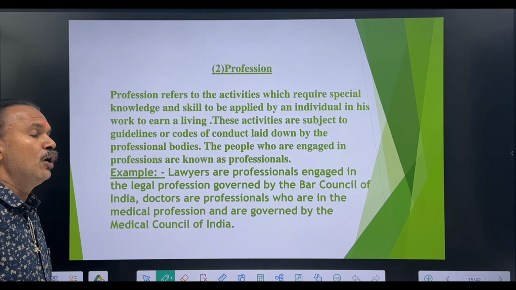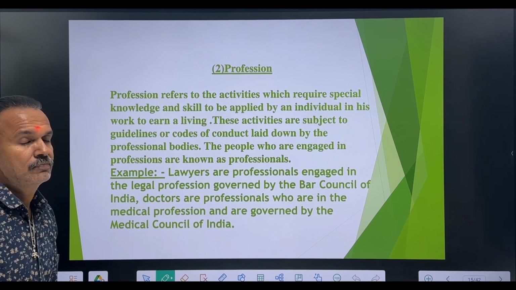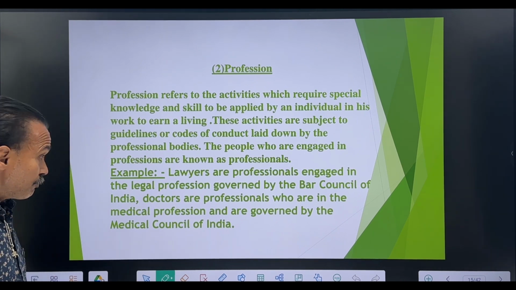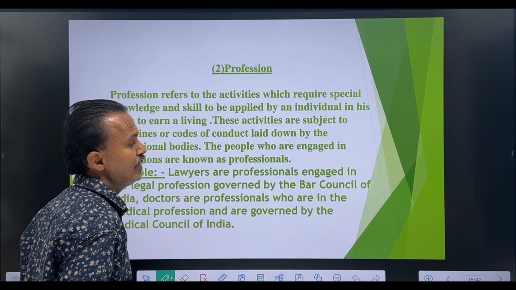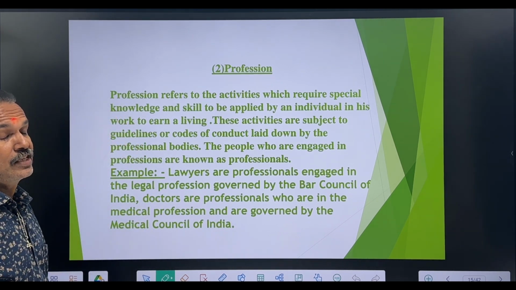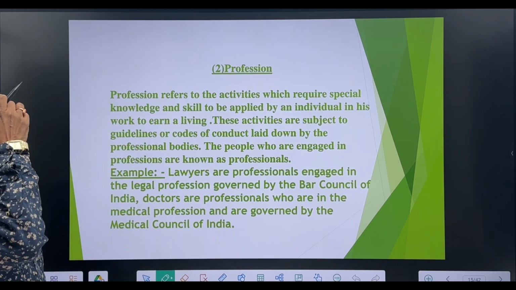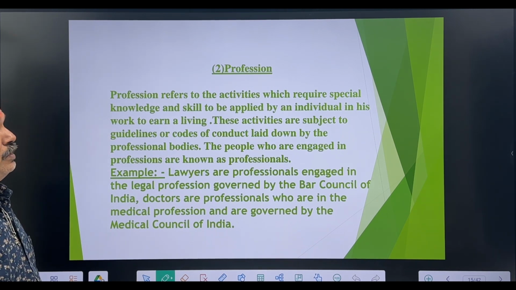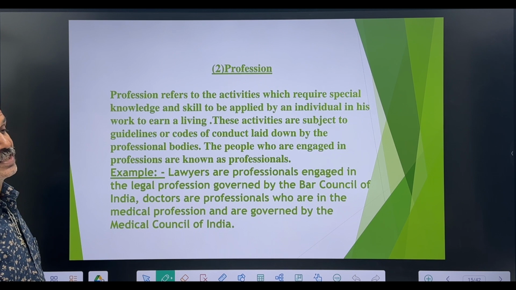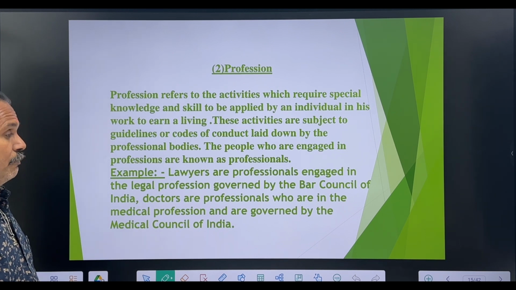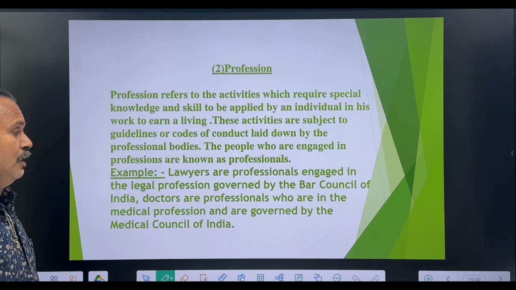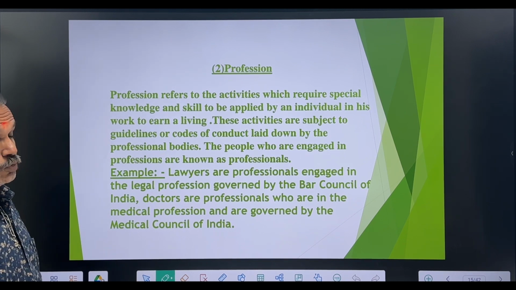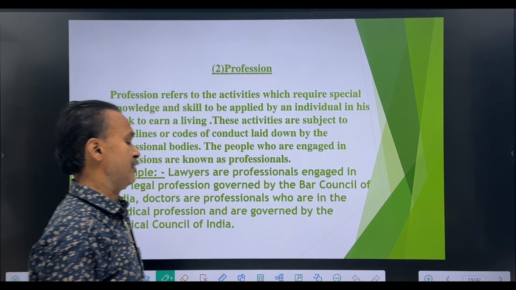For example, lawyer is a profession in which a degree of LLB is required. Medical is the profession in which a degree of MBBS is required. So in all these professions, specialized knowledge and technical skill must be required. Without specialized knowledge and technical skill, the work of profession cannot be done by a person. The persons who do the work of profession are called professionals.